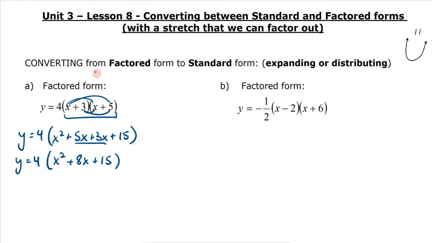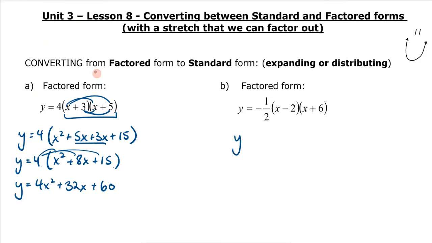And then we would expand by multiplying the 4 with every term inside the bracket. So y equals 4x squared, and then we have 4 times 8x is 32x, and then 4 times 15 is 60. And then there you'd have your standard form. Okay, we can do the same thing for part B.